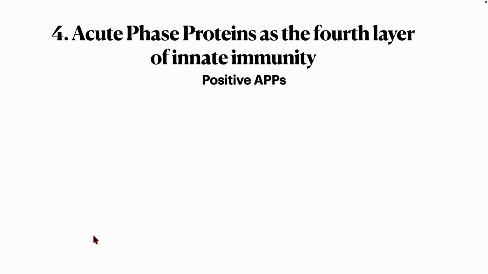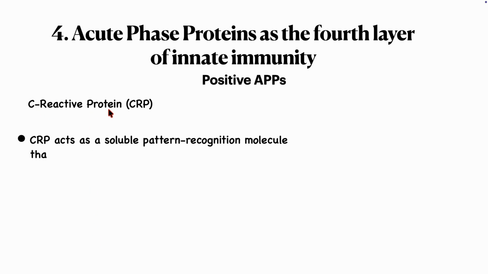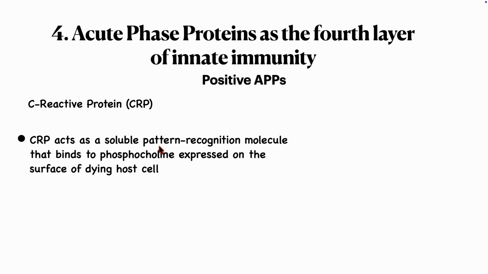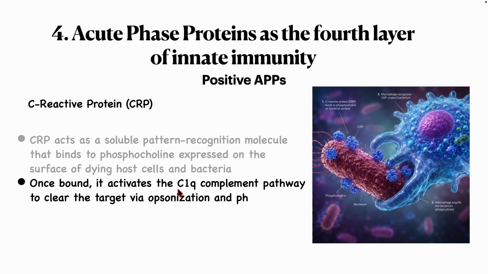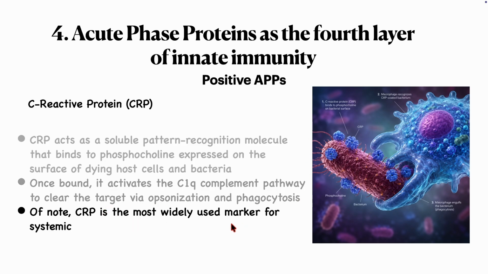Among positive APPs, C-reactive protein, or CRP, acts as a soluble pattern recognition molecule that binds to phosphocholine expressed on the surface of dying host cells and bacteria. Once bound, it activates the C1q complement pathway to clear the target via opsonization and phagocytosis. Of note, CRP is the most widely used marker for systemic inflammation.